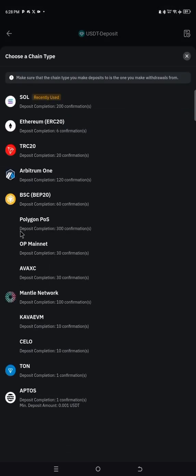You can see a lot of these. We call them blockchains or networks. So don't use Ethereum, which is ERC20. Use either BSC, Polygon, or Tron. Don't use ERC20. You can even use Arbitrum. So that is it.